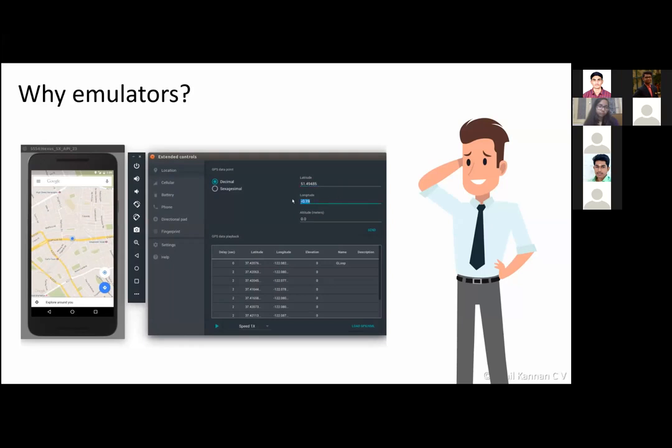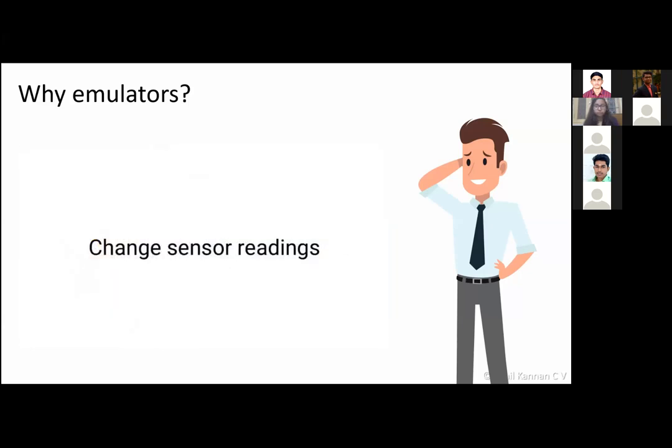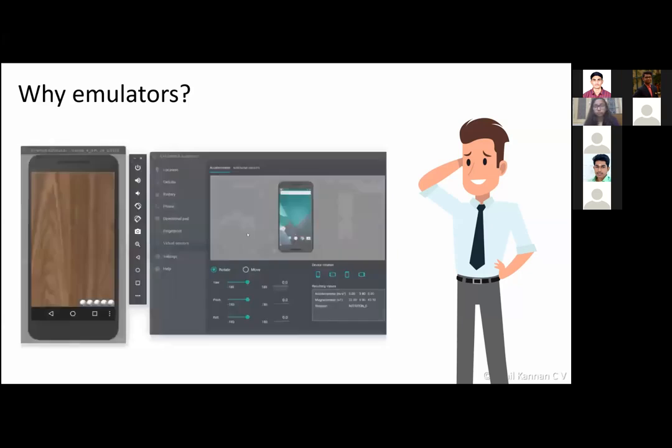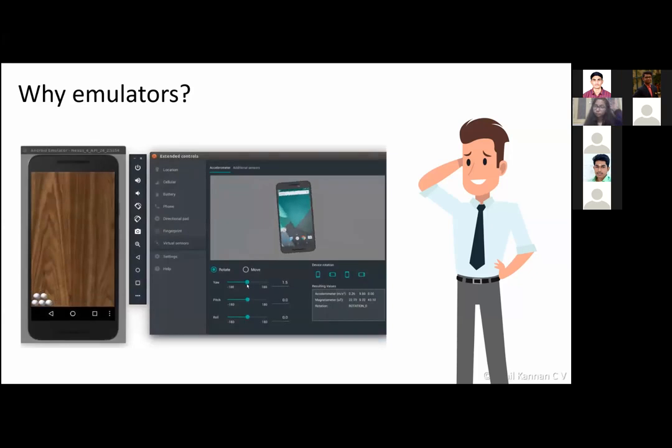You can also change your location. If you are developing an application which uses GPS locations, you can customize your locations. You cannot test with your real device by going to other locations, but you can test everything from one place. Everything you can test with your real device can be done with your emulators.